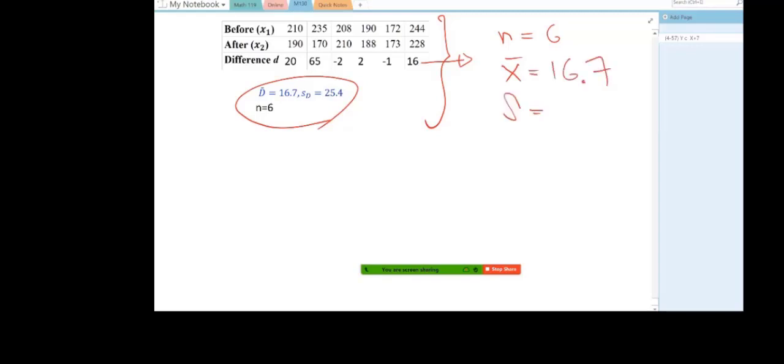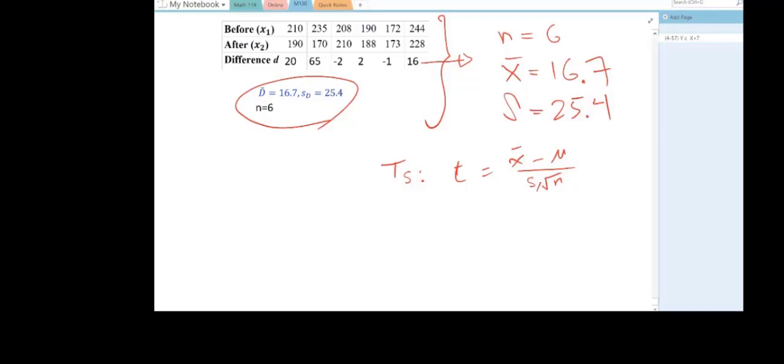16.7, S is 25.4, and I do the test of hypothesis on this one, and test statistic, remember it was X bar minus mu over S over square root of N, and you put it in here. Now mu is given, whatever the number is. In the case of the differences, we are assuming the difference, or mu in this case, is 0.